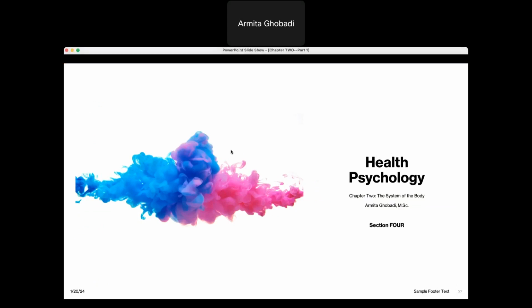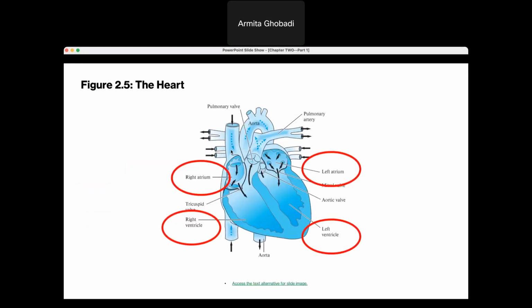In section 4, we're going to talk about the cardiovascular system. The main part of the cardiovascular system is your heart. As you can see here, I'm just trying to make it as simple as possible again. So just imagine the heart as an organ, a muscle, that has four different chambers. The chambers at the top, which are smaller, are the atria. The chambers at the bottom are the ventricles.